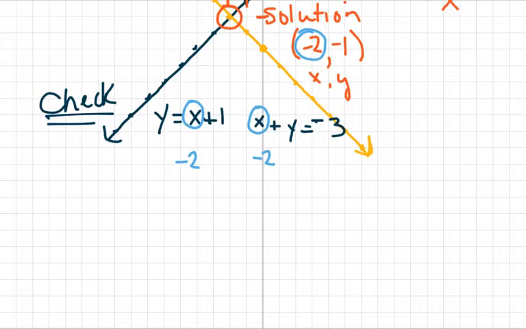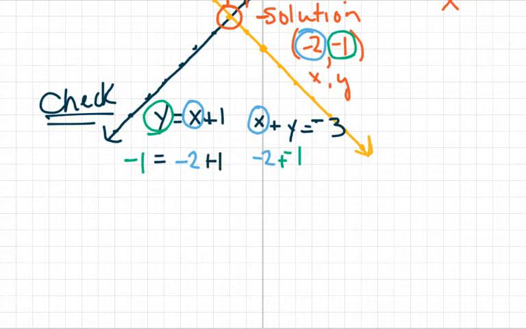So I'm going to put negative 2 in for the x in both equations. My y value is negative 1. So I'm going to put negative 1 in for my y values. Alright, and then copy the rest of the problem down. So we have negative 1 equals negative 2 plus 1, and we want to know if that works. Negative 2 plus 1 is negative 1, so yes, that works.